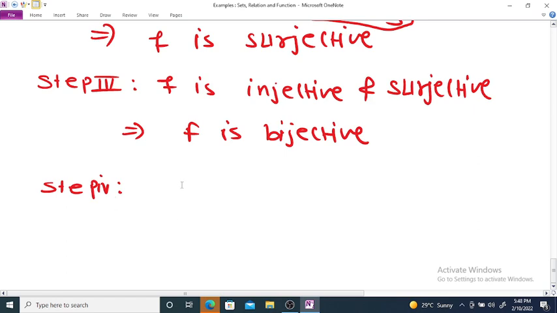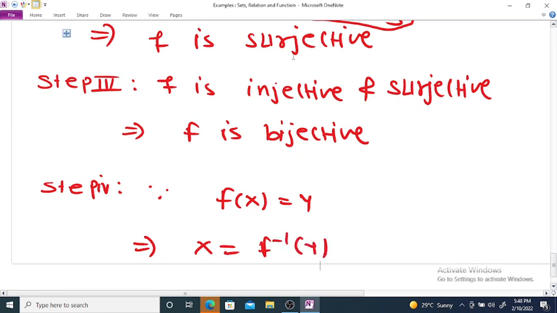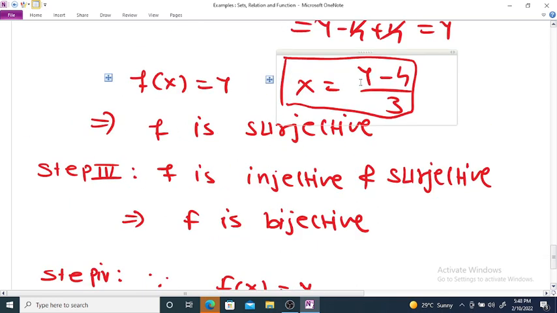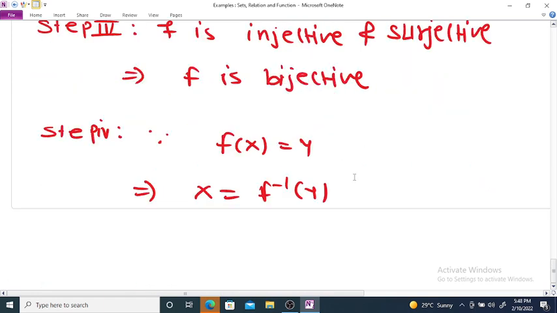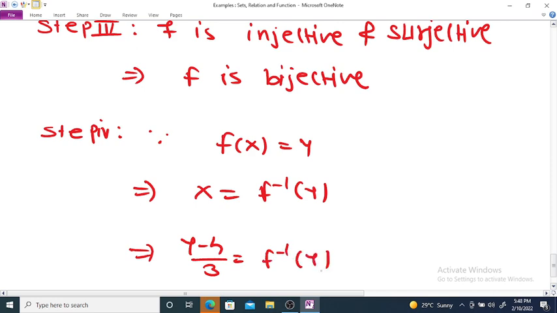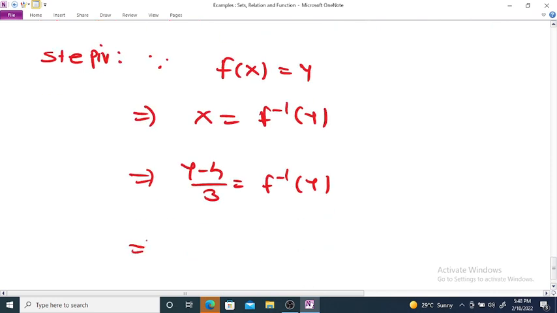Now here, since f of x is equal to y, from step number 2 we can write, since f is one-one onto, therefore f inverse exists. From this we can write x is equal to f inverse of y. And what is x here? x is equal to (y minus 4) by 3. So here (y minus 4) by 3 is equal to f inverse of y. So the inverse function is f inverse of y equal to (y minus 4) by 3.